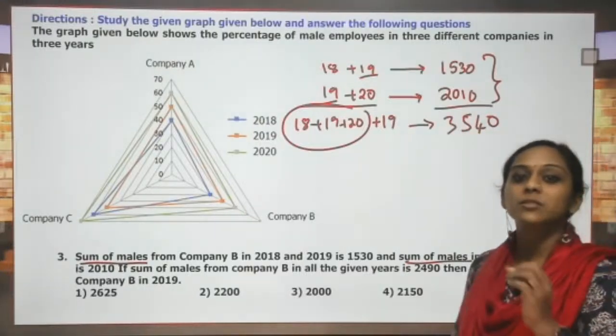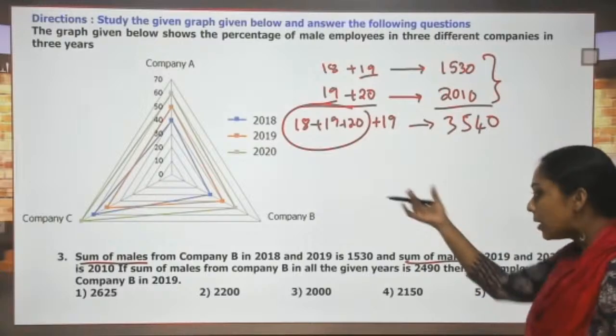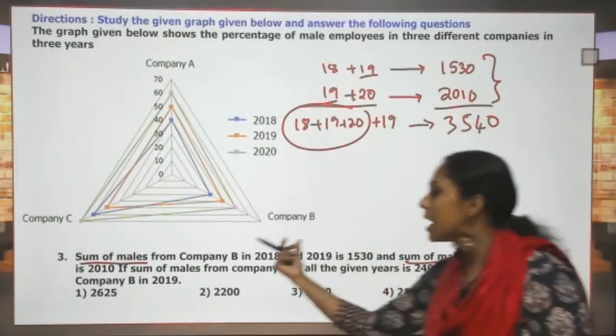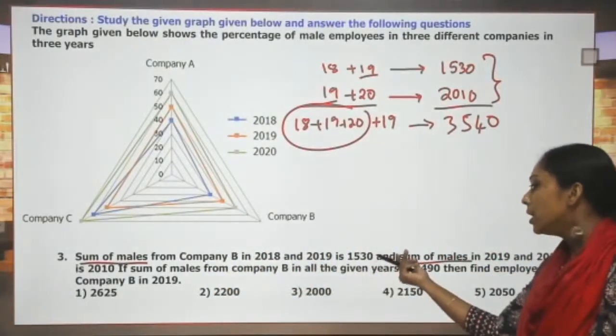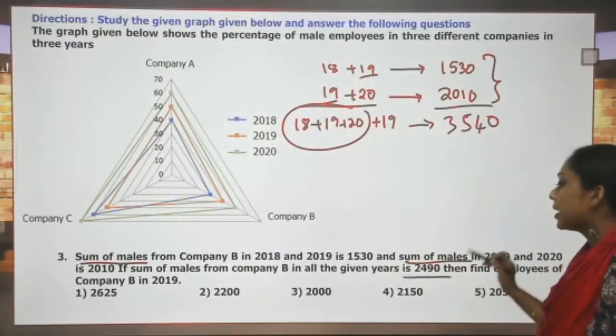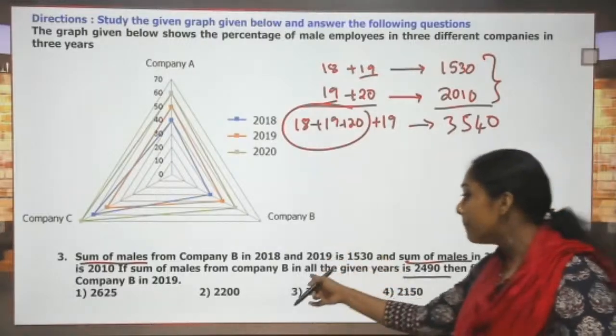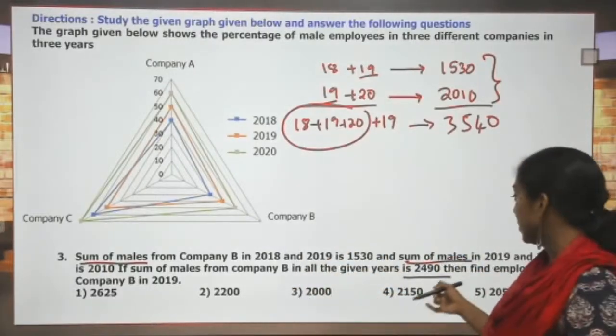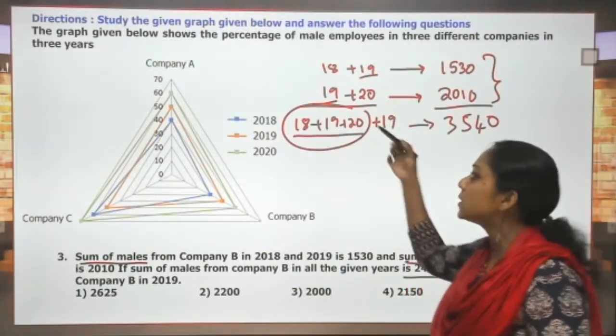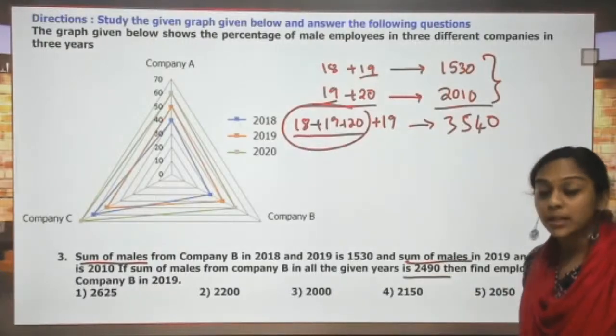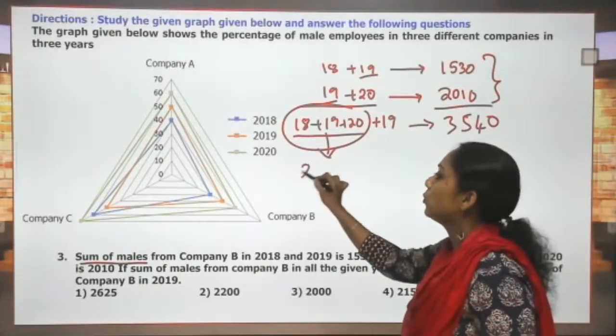The total is 3540. Okay, now what is the next data? The sum of males from company B in all the given years is 2490. See again, the total males in company B from all the years is given, that is 2490. So this value is 2490.